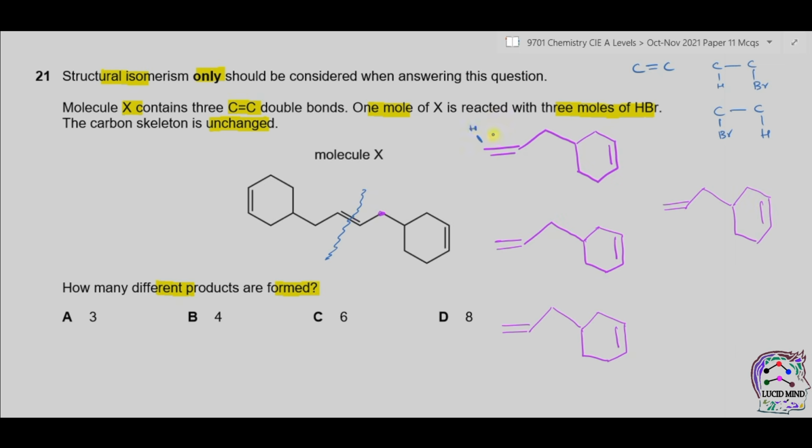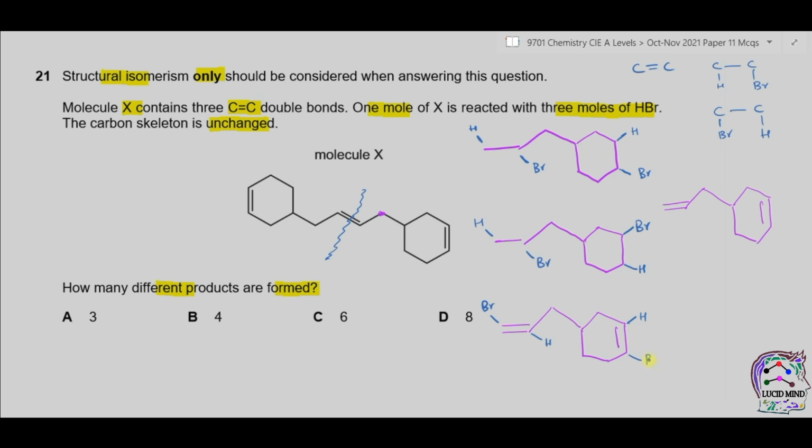Now let's add HBr to the double bonds. Either hydrogen will be attached to this bond and Br to this one, and double bond is converted into single bond. Or we can say hydrogen is attached to this carbon and bromine to this one, and double bond is converted into single bond. Second scenario is that hydrogen is attached to this bond, bromine to this carbon atom, and this one is reversed. Hydrogen will be here and bromine should be here. In third scenario, we can change the position of this bromine. Now bromine is attached on this side and hydrogen on this side.